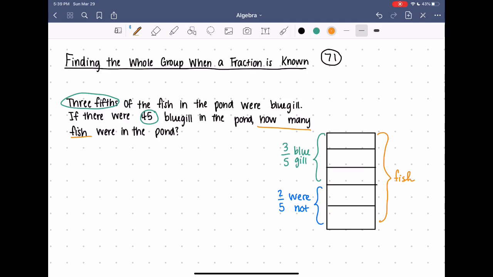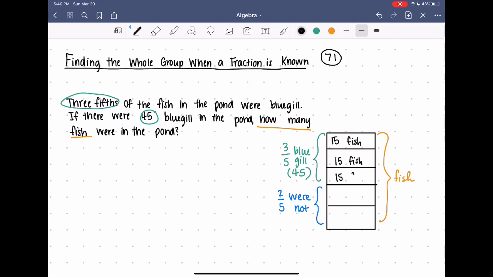So now the other important part here is that there are 45 total bluegill. So I can write a 45 here. But I don't know the number of how many fish were not bluegill, and I also don't know how many were in the whole thing, total. So let's figure out how many fish are in each group. I know that this 45 is getting split up into 3 groups. And 45 divided by 3 is 15. So that means that each group here is 15 fish.